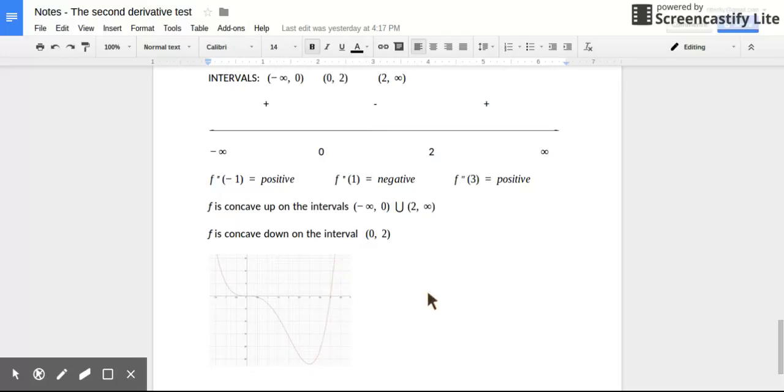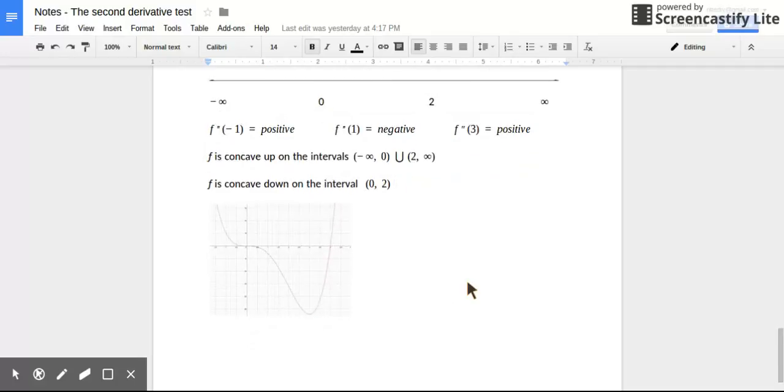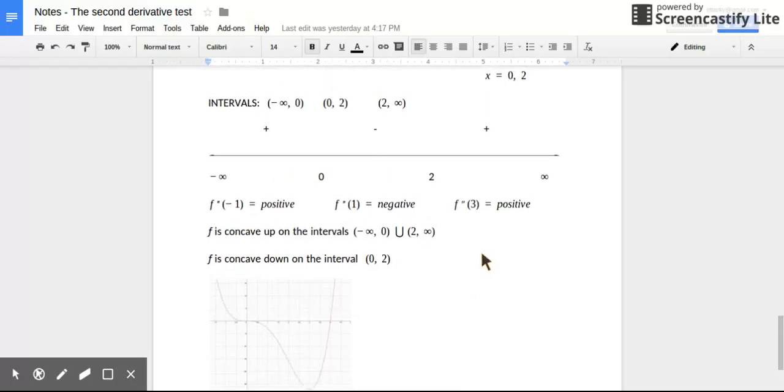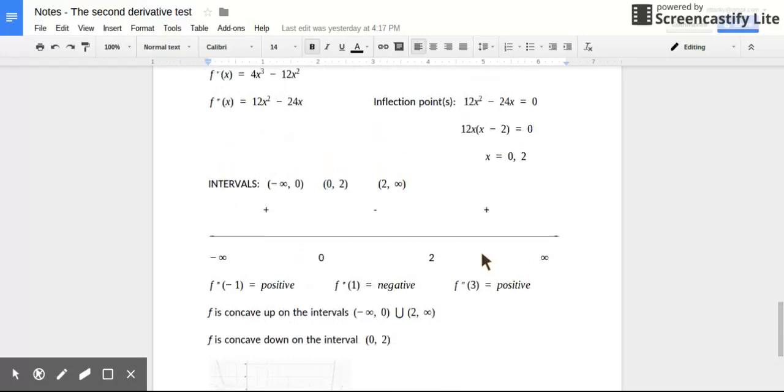So there's how we can use the second derivative test to establish intervals where we have concave up or concave down behavior in our graph. And we can also use it to verify that we have points of inflection or changes in concavity.